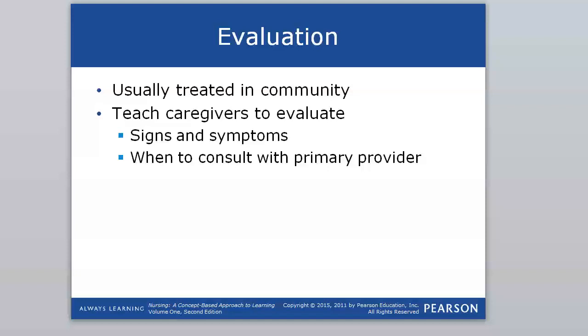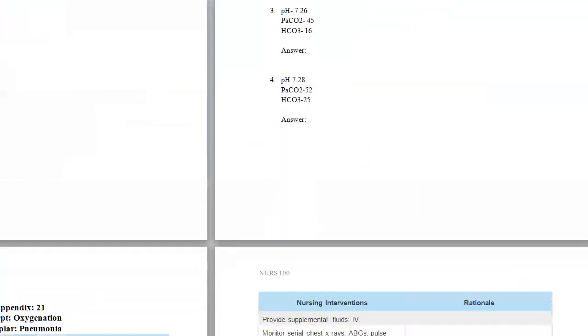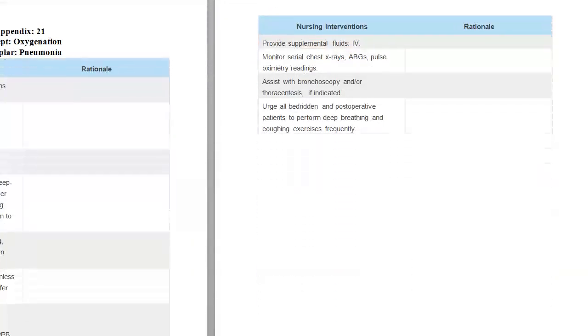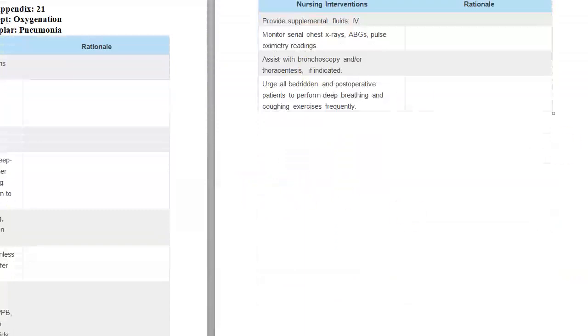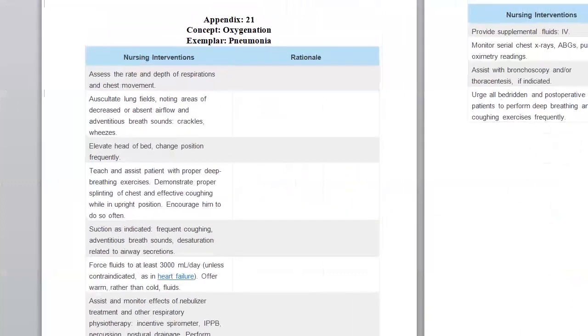So now we're going to do some activities related to pneumonia. If you get out Appendix 21, we're going to talk about nursing interventions, what we would do for our patients who have pneumonia, and this is based on scientific research. As we talk about these nursing interventions, think about the rationale behind them. Why do we do what we do?